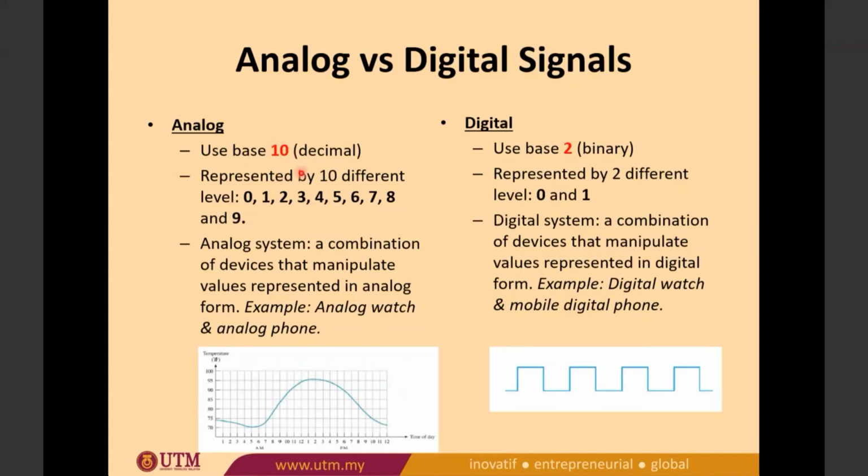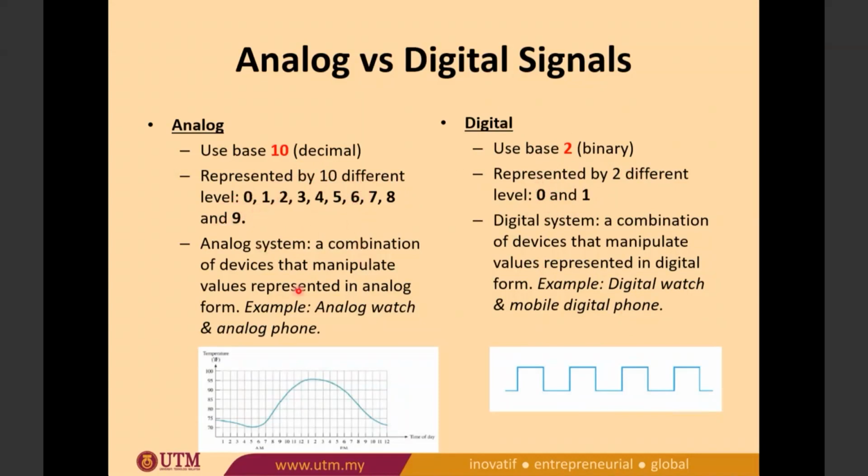As for the digital system, it uses base 2. What is base 2? We call it the binary number system. Base 2 is represented by two different levels, either logic 0 or logic 1. It has only two levels, either 0 or 1, compared to this one here, which has 10 levels, from 0, 1, 2 up to 9.